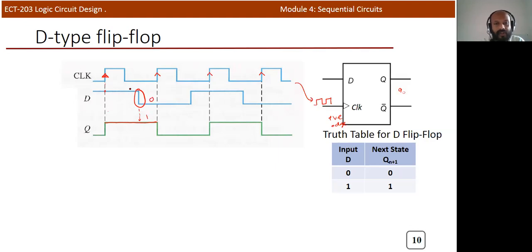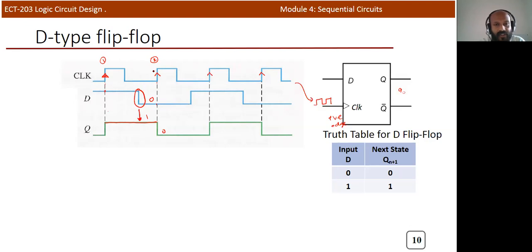Why? Because there is no change in the clock signal. So the output changes only at the rising edge of the clock. If you want to expect any change at the output, it is only at this rising edge of the clock. This is the first rising edge, this is the second. At this point, the D input is 0, so the Q output will change to 0, but don't expect any change at this point, because there is no rising edge clock.